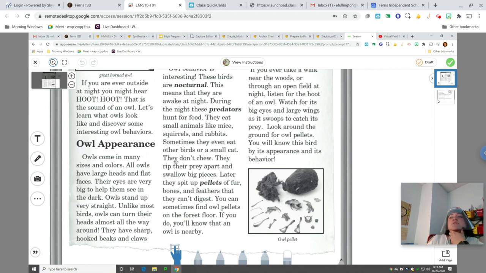So we're going to keep reading. It says they don't chew. They rip their prey apart and swallow big pieces. Later, they spit up pellets of fur, bones, and feathers that they cannot digest. You can sometimes find owl pellets on the forest floor. If you do, you'll know that an owl is nearby.